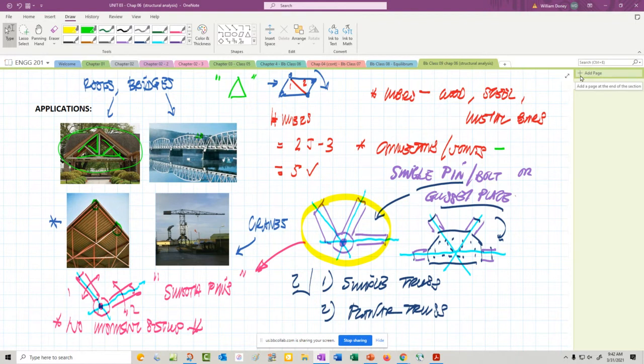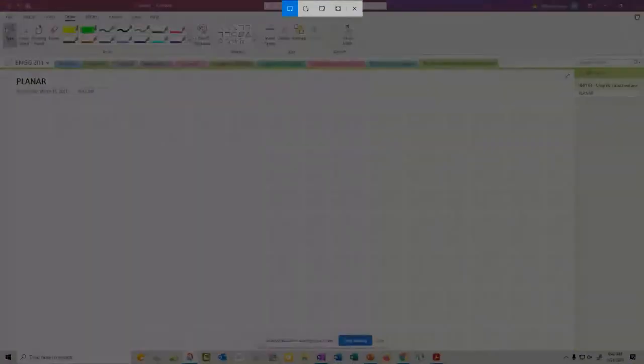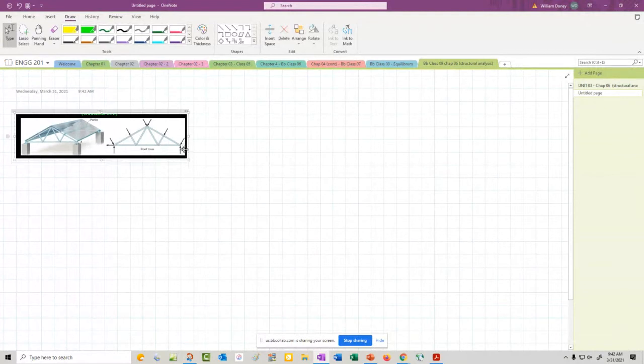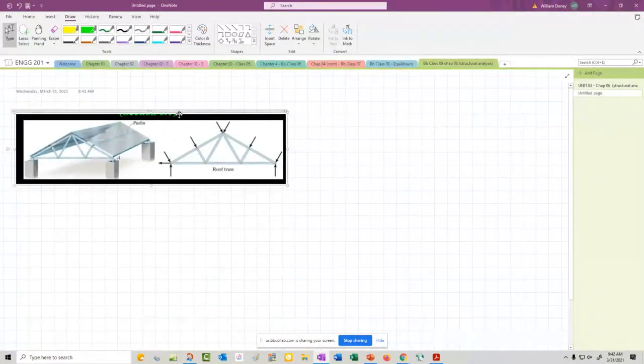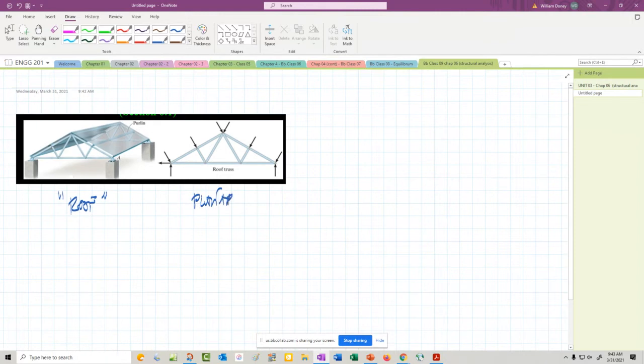All right, so let's look into these two types of trusses. Let's start out with the planar truss. And let's see if I can pull an example of a planar truss over here for you. There we go. All right, it's working today. All right, a planar truss. Well, the first one up here is a roof truss, obviously, because it's holding up the roof. And this is a planar truss.